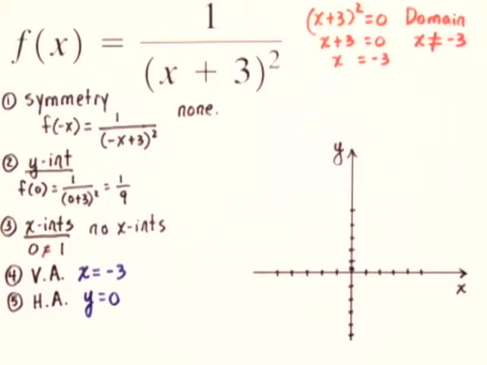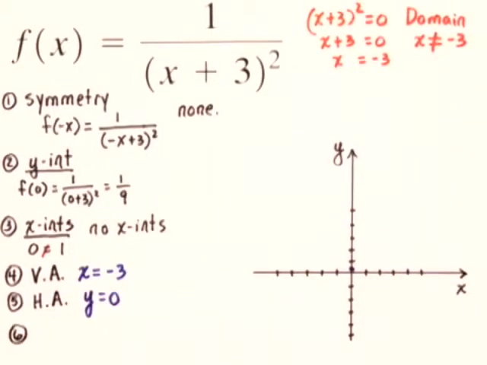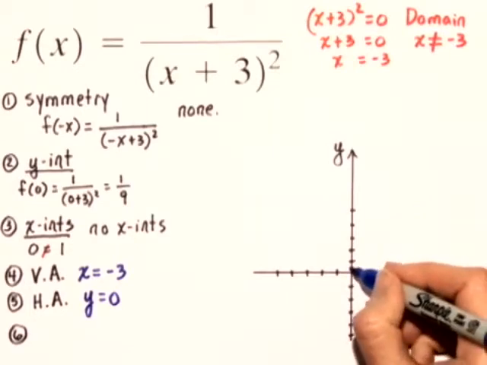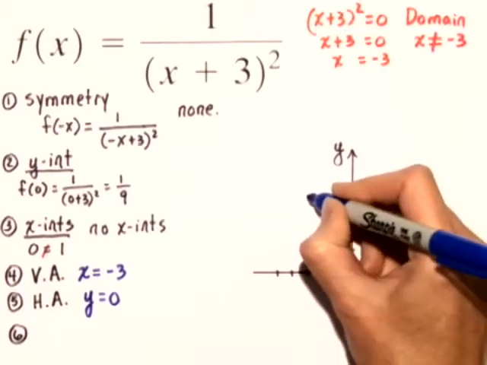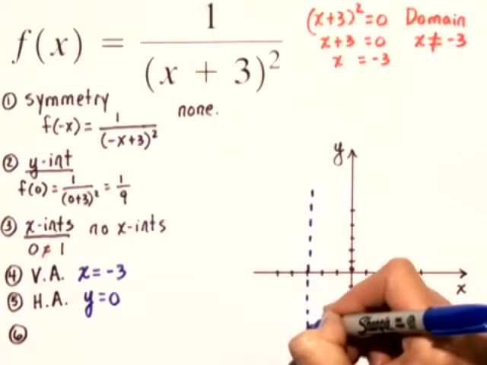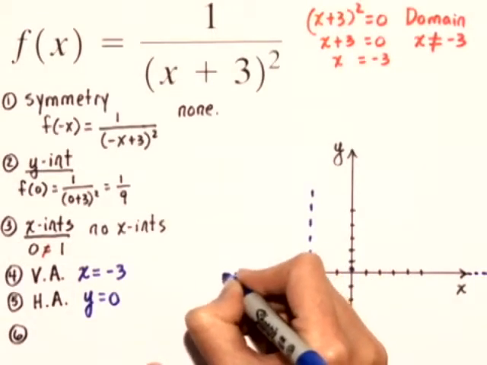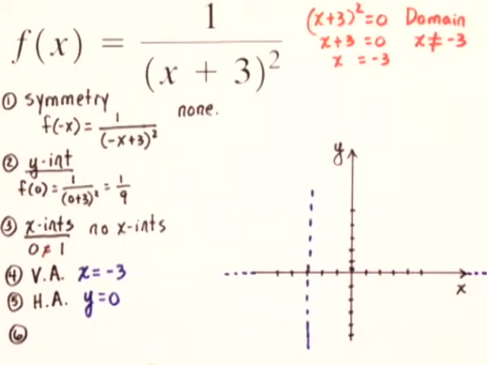Now, our last step, step 6, is to plot some additional points. Before I plot any additional points, I'm going to start the sketch of the graph. We've already plotted our y-intercept. We know we have a vertical asymptote of x equals -3. So let's draw that in here, crossing through -3 on the x-axis. And we have a horizontal asymptote of y equals 0, which is just the x-axis, so I'll extend it with a dotted line so we know that's a horizontal asymptote.